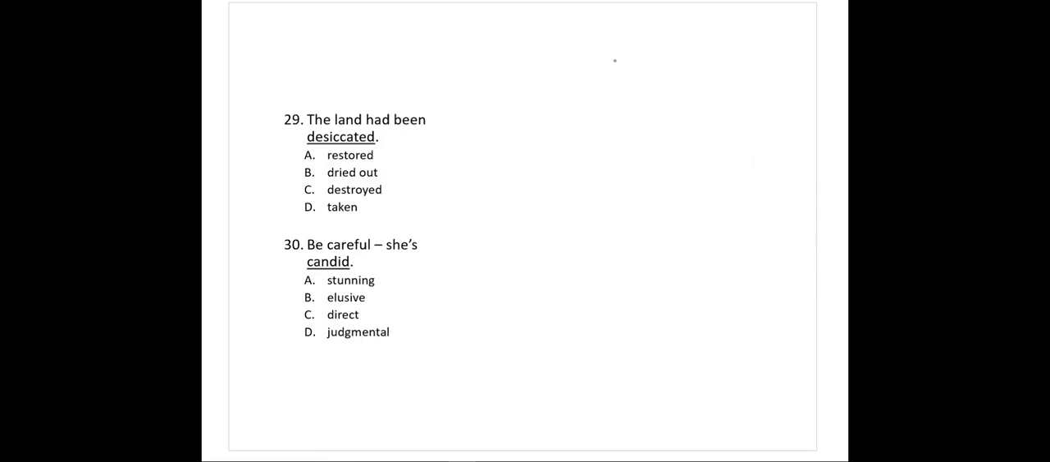Finally, we have our two remaining. The land had been desiccated. Desiccate is a very specific word, and it essentially means to remove the water or remove the moisture. Best answer is dried out. And then finally, be careful, she's candid. Again, this be careful has no effect on the sentence. Correct answer is she is direct. She is honest.